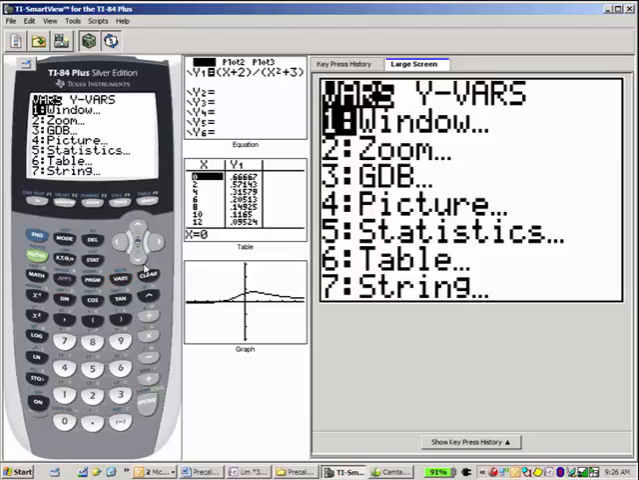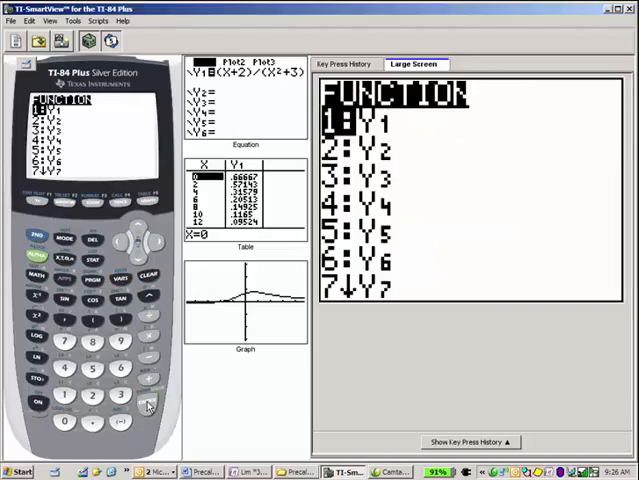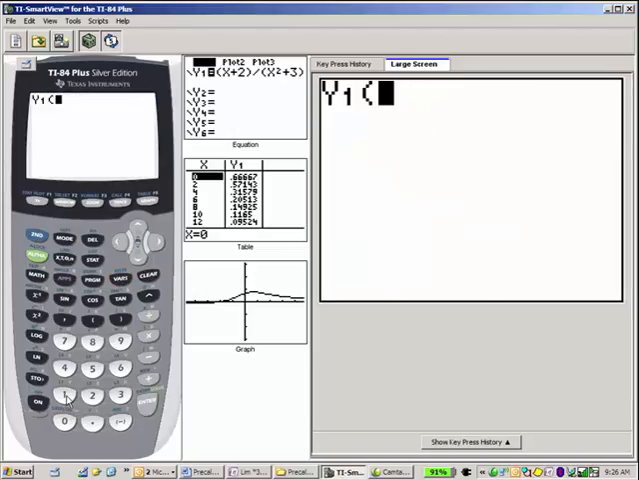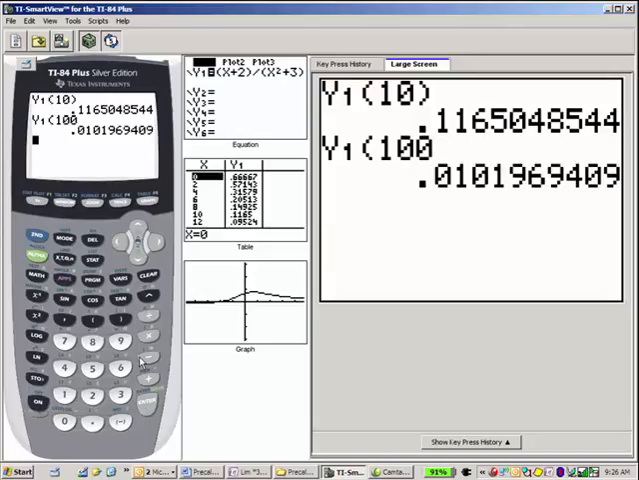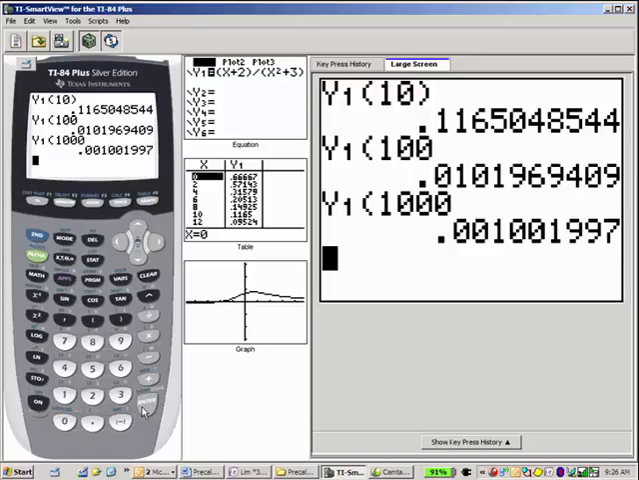You could do vars, y-vars, y1 and say, hey, what happens if I plug in 10? Oh, I get a small number. What happens if I plug in 100? Ooh, I get an even smaller number. What happens if I plug in like 1,000? I get a really small number. Are you convinced that when it gets bigger, we're getting close to 0?